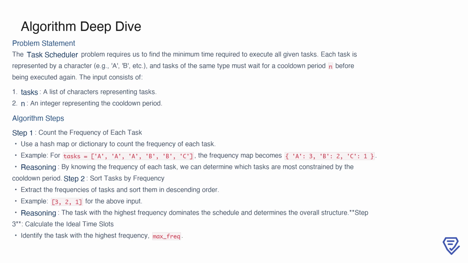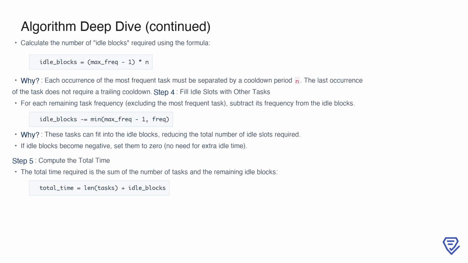Finally, we calculate the ideal time slots required for the most frequent task. If the task with the highest frequency appears 3 times, and the cooldown period is 2, we can calculate the gaps it creates between occurrences, which will guide the rest of the scheduling process. To determine the number of idle blocks required, we use the formula idle_blocks = (max_frequency - 1) * n. This accounts for the gaps between occurrences of the most frequent task, as the last occurrence doesn't need a trailing cooldown. For example, if the most frequent task appears 3 times and the cooldown period is 2, the idle blocks would be (3 - 1) * 2 = 4.